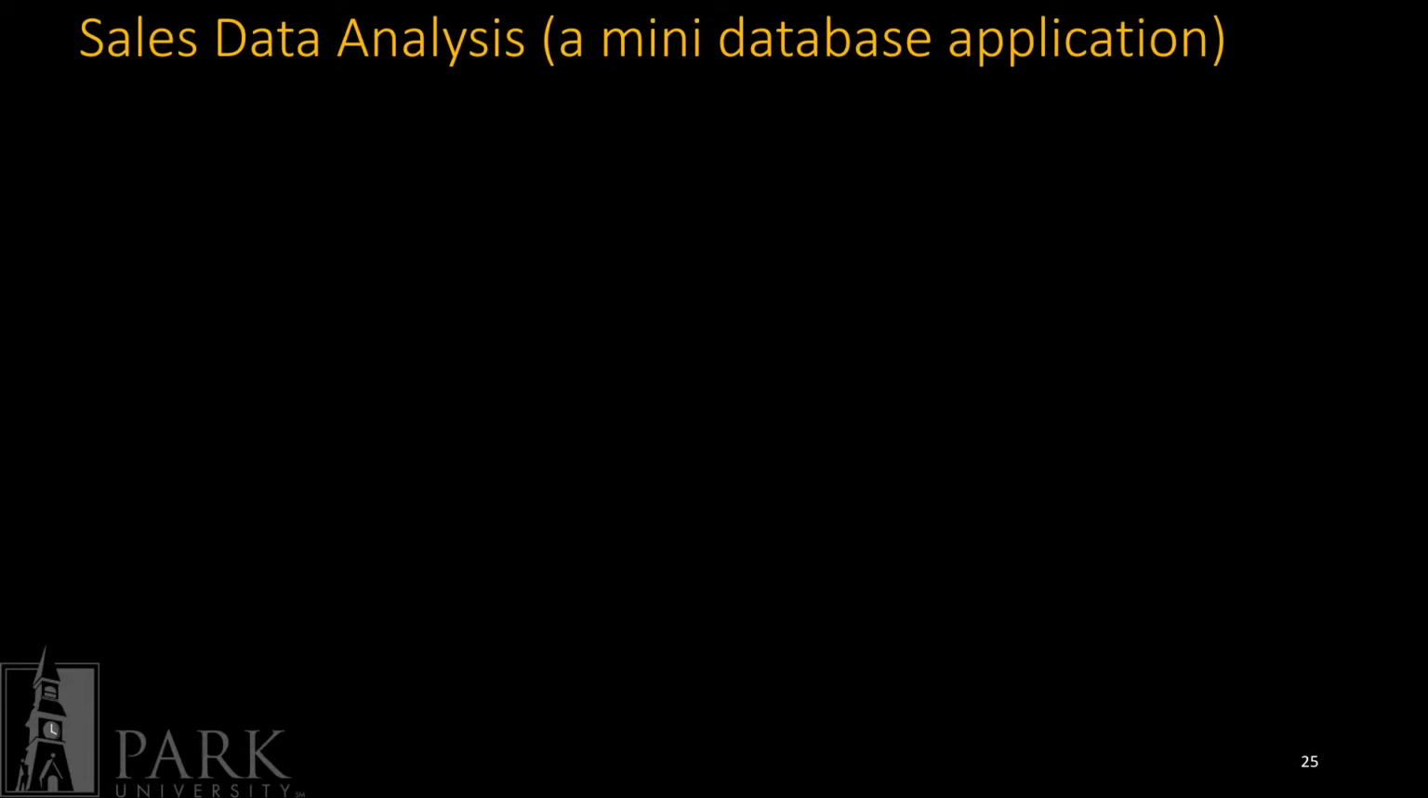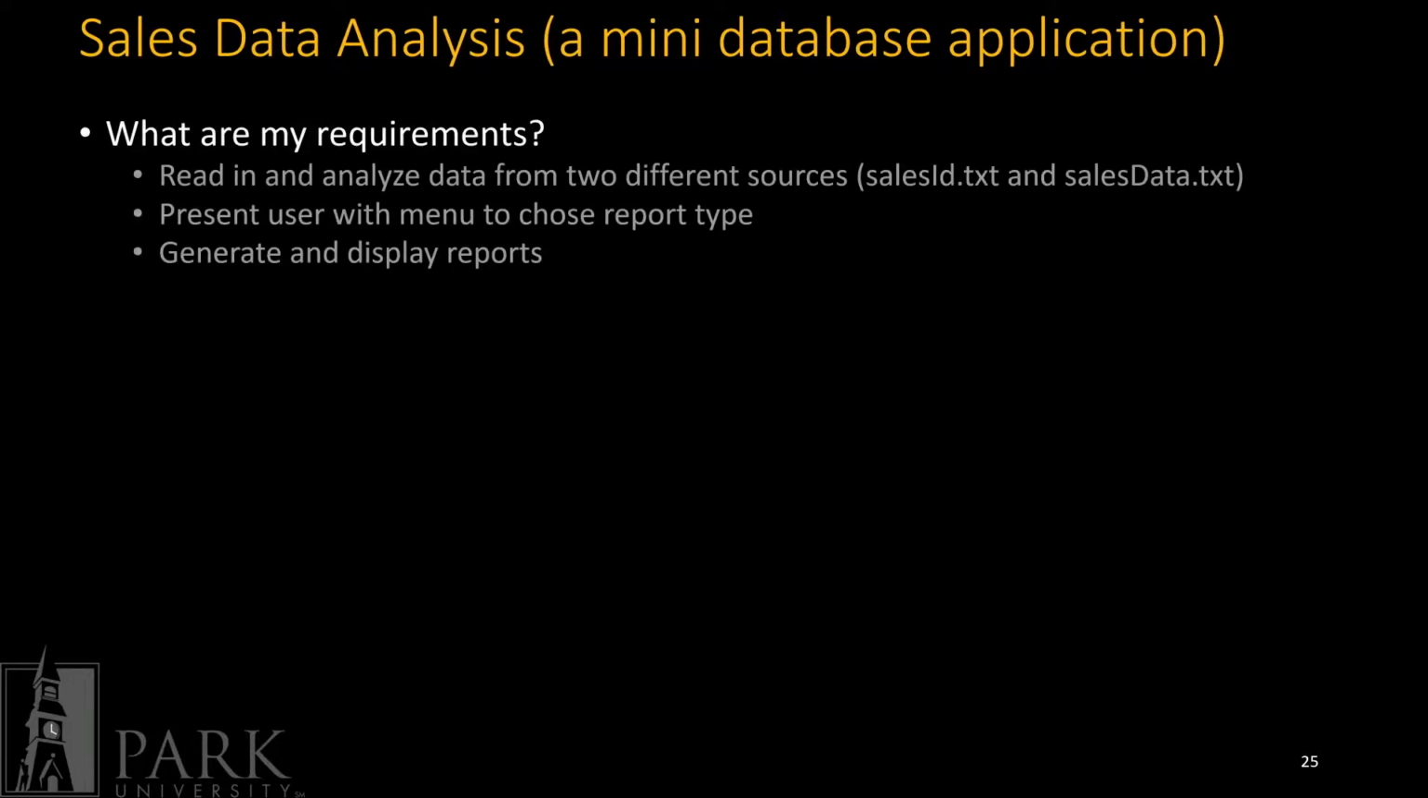But what we're going to do is walk through the thought process of designing the application. So the first step is to identify the requirements. And this has really already been done for you. The program must read and analyze data from two different sources, the sales ID file and the sales data file, and present the user with the menu options to pick a report to generate. And then we need to generate and display those reports.